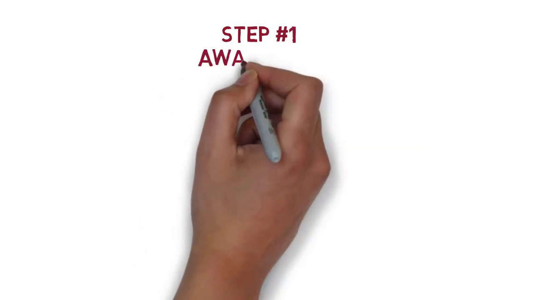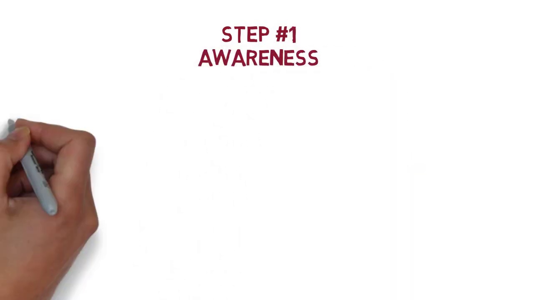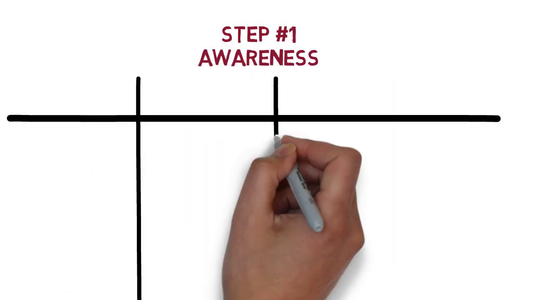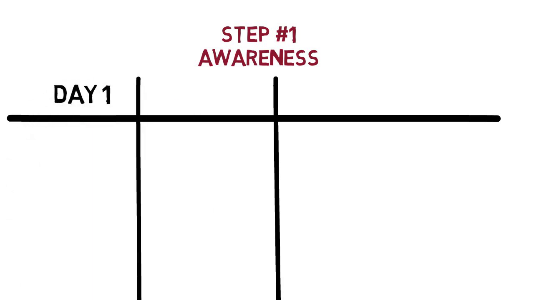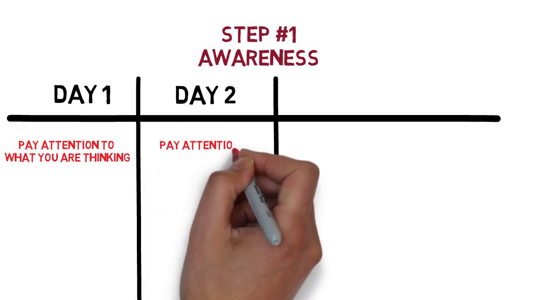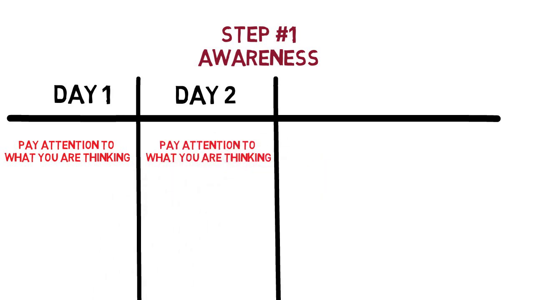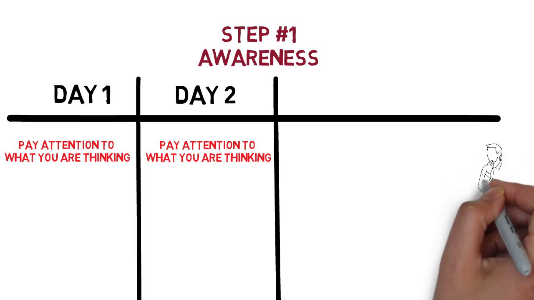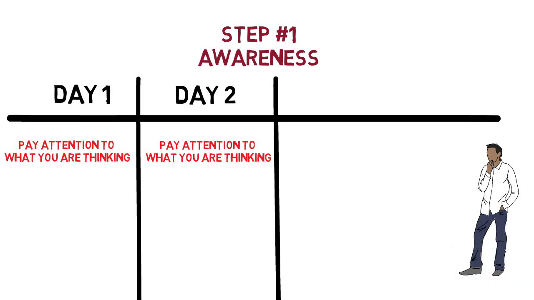How to deal with negative thoughts and anxiety. Step 1. Awareness. For the next 2 days, start becoming aware of what negative things you are saying to yourself when you are thinking. Yes, that's the only thing you need to do as your first step here. Start as soon as this video is over and then continue paying attention to what you are saying to yourself tomorrow and the day after that.